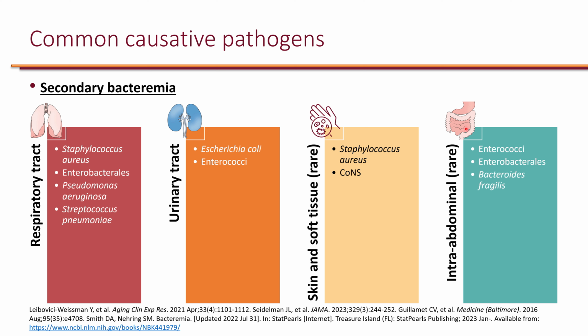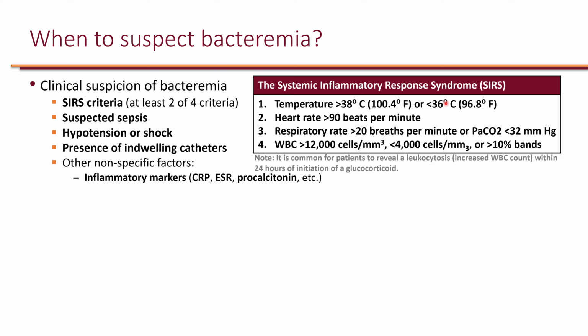Now, when exactly should we suspect bacteremia? So the clinical suspicion of bacteremia could be due to many things. The most common is the SIRS criteria. So the SIRS essentially is the systemic inflammatory response syndrome. There are 4 categories, and in order to meet the SIRS criteria, one patient must have at least 2 of these 4 criteria.